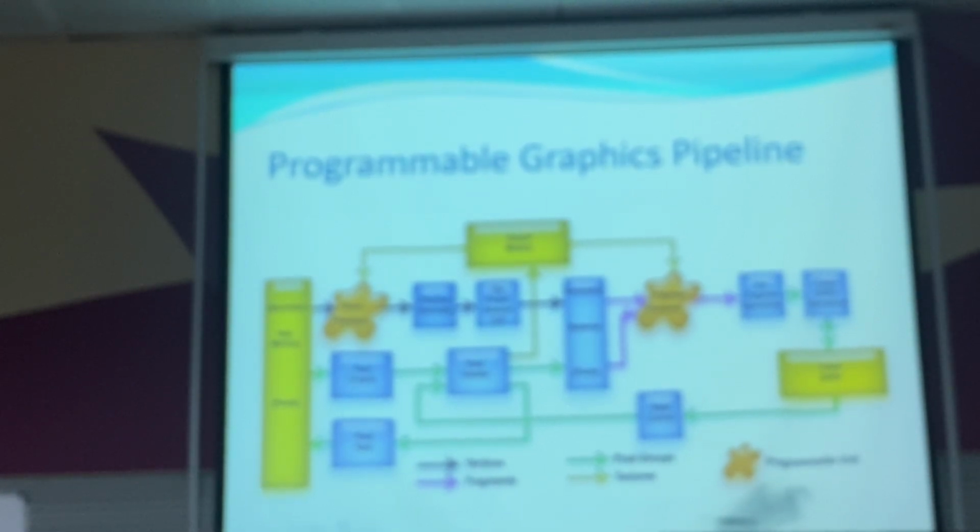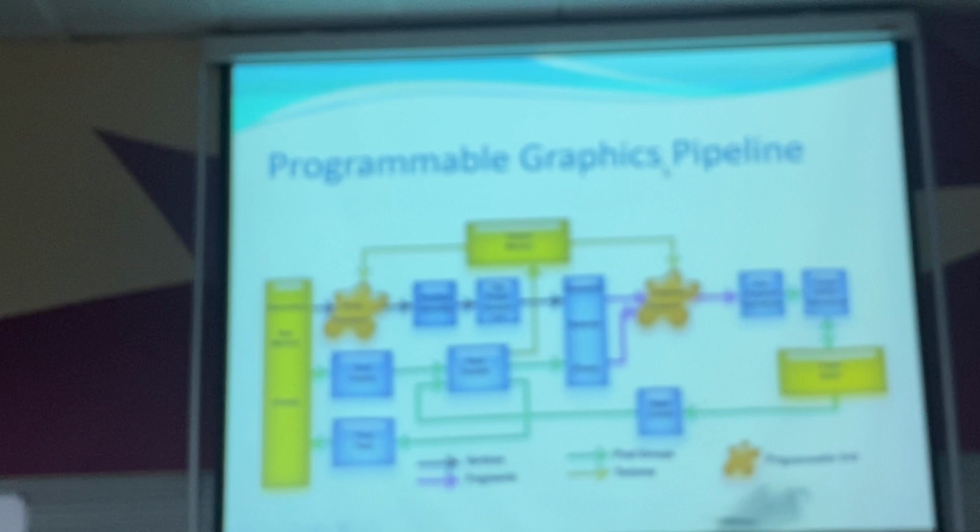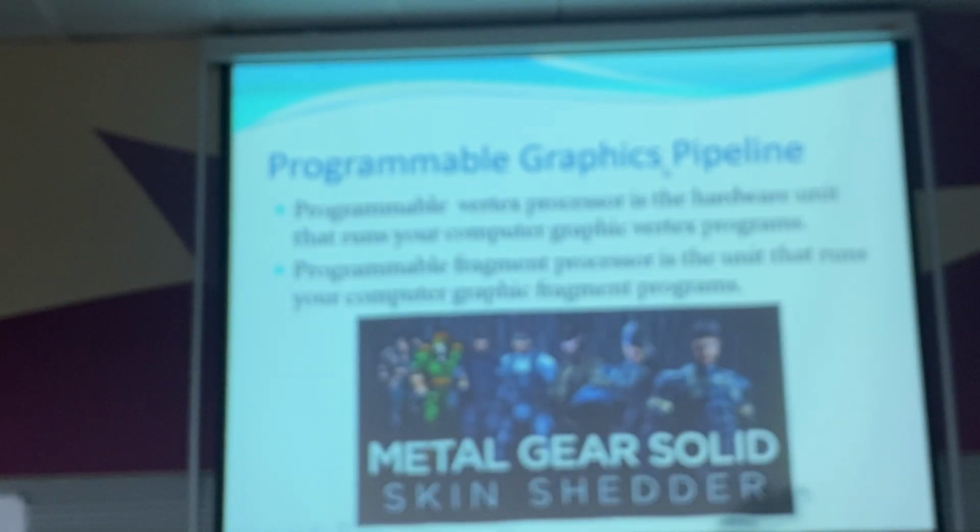So the rest of this you don't need to care. All these gray color ones are fixed. We are only interested in these two. That is your job that you can code or program later in your application. The programmable vertex processor is the hardware unit that runs your computer graphic vertex program. When you program the two processors, whether you want to code by vertex or by fragment, it's up to you.